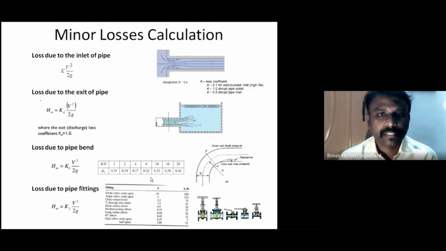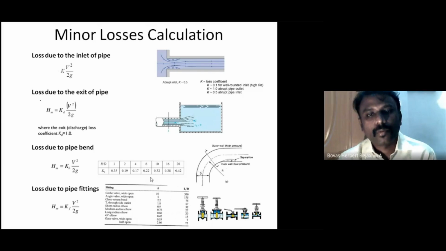Next, minor losses calculation for loss of head due to inlet of the pipe. So V squared by 2g, the velocity head, into the loss coefficient K. K is 0.01 for a well-rounded inlet. For an abrupt pipe inlet, it will be 1. For a short-ended pipe inlet, it is 0.5. So 0.5 V squared by 2g.